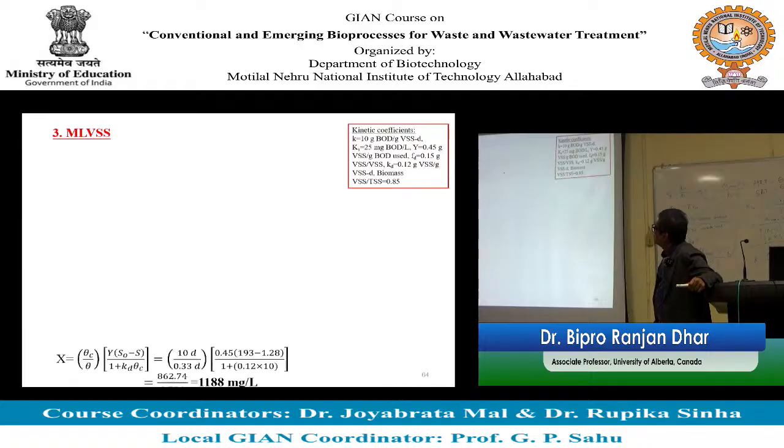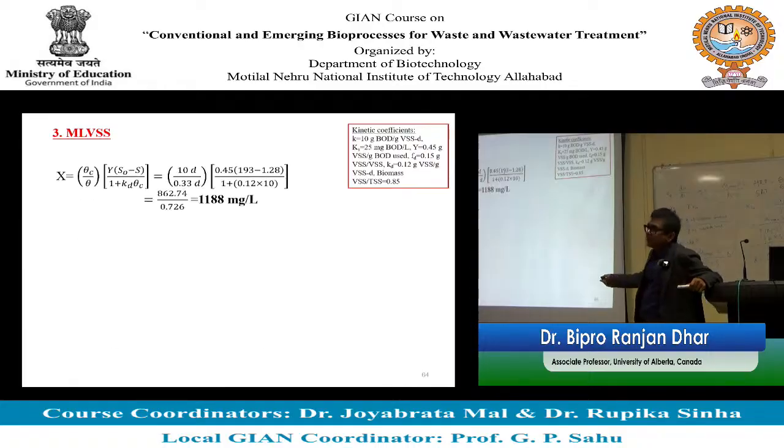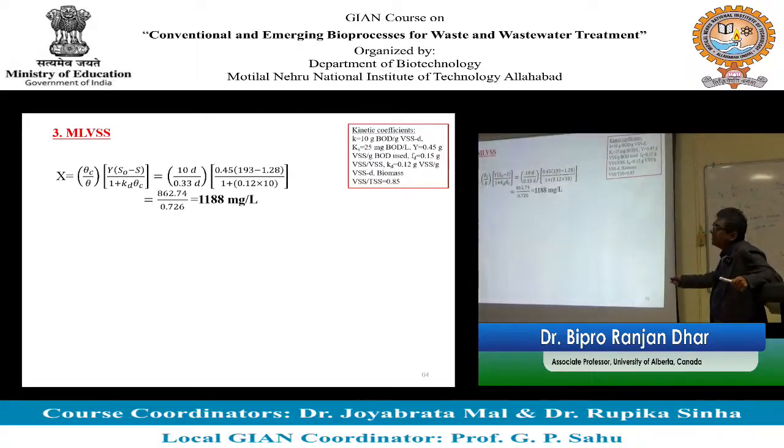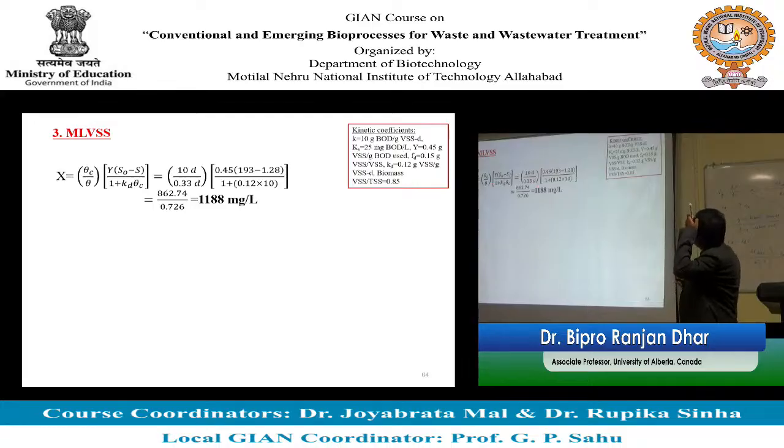For MLVSS, we have another equation, right? We can put in the kinetic information, and SRT and HRT. So my X is 1188 milligram per liter, okay, which is slightly lower than what is recommended. That one is TSS, MLSS. When we say SS, it's suspended solid, total suspended solid, but when we say VSS, it's volatile suspended solid.